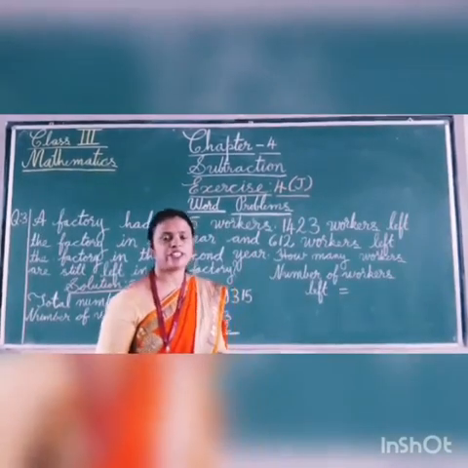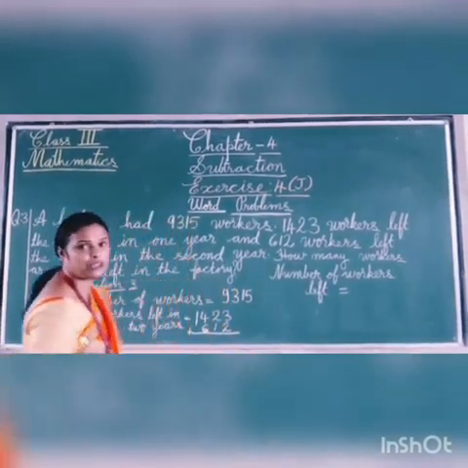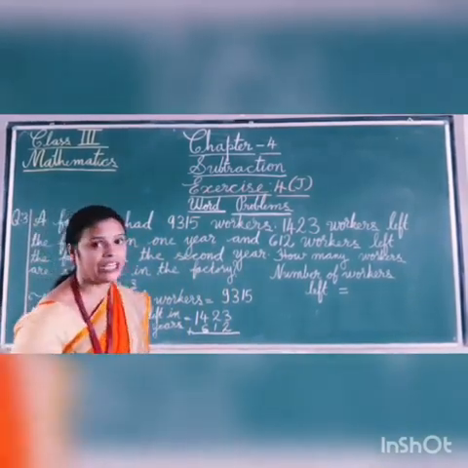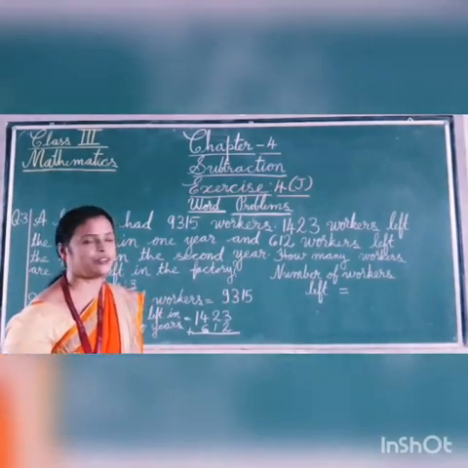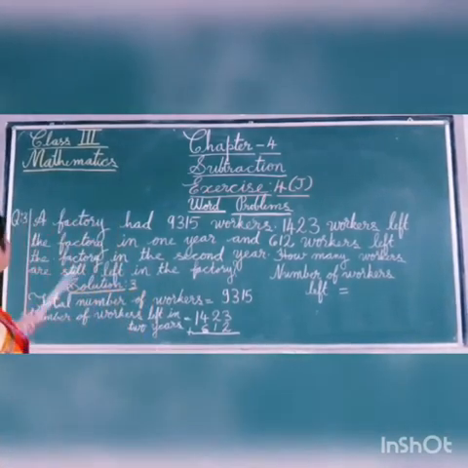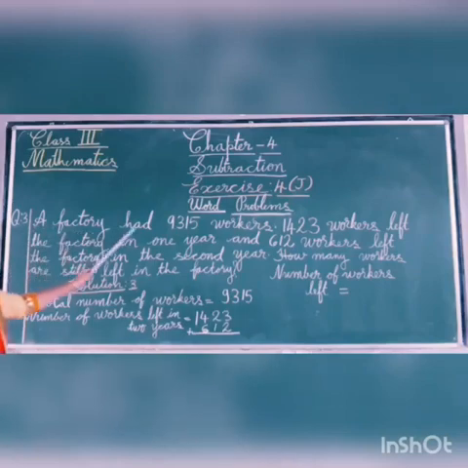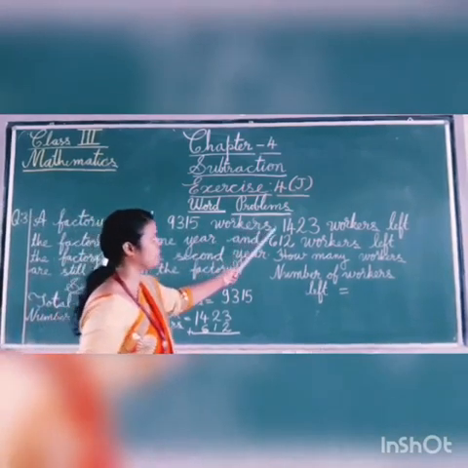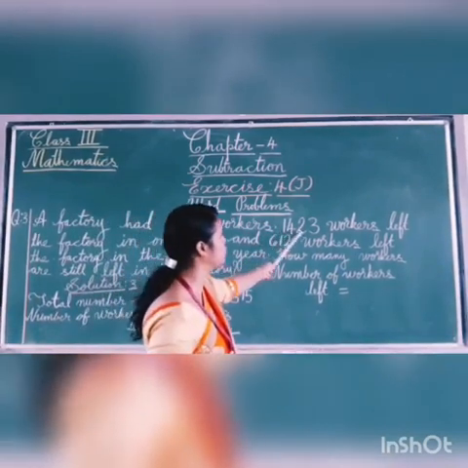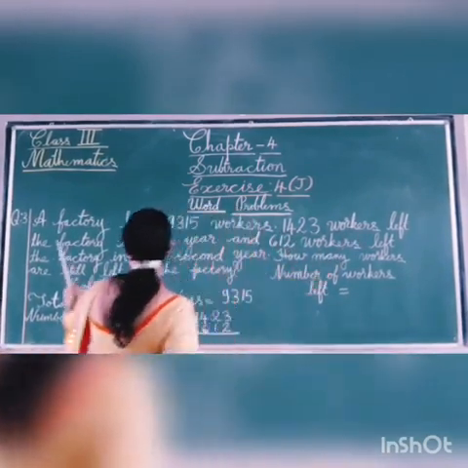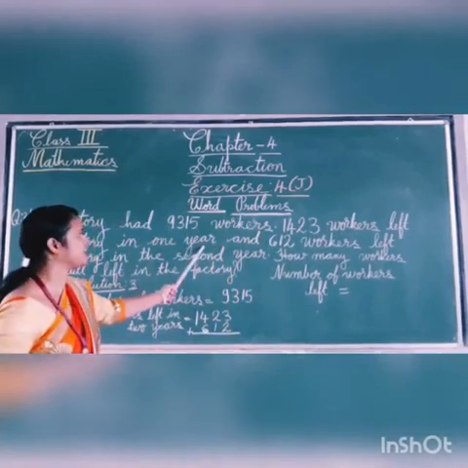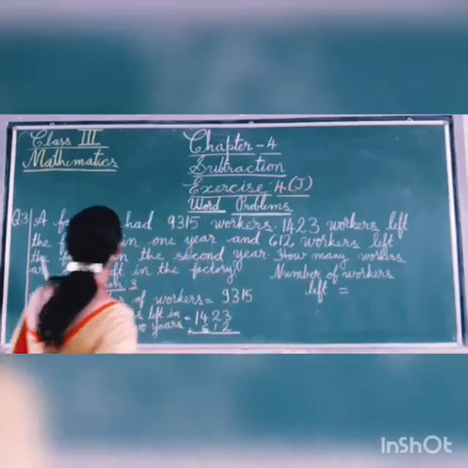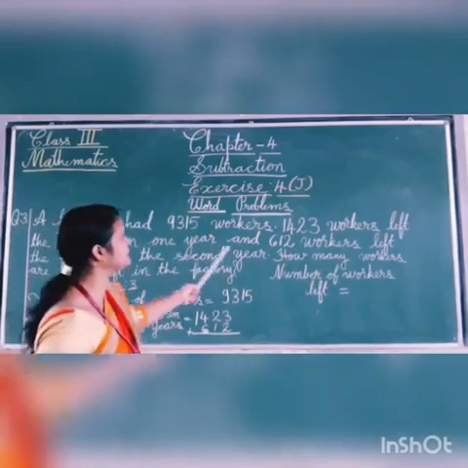Here is our third question. These are the three questions you have to do in your fair copy from exercise 4J. This is the last question for this video. Question number 3. A factory had 9,315 workers. 1,423 workers left the factory in 1 year, and 612 workers left the factory in the second year.